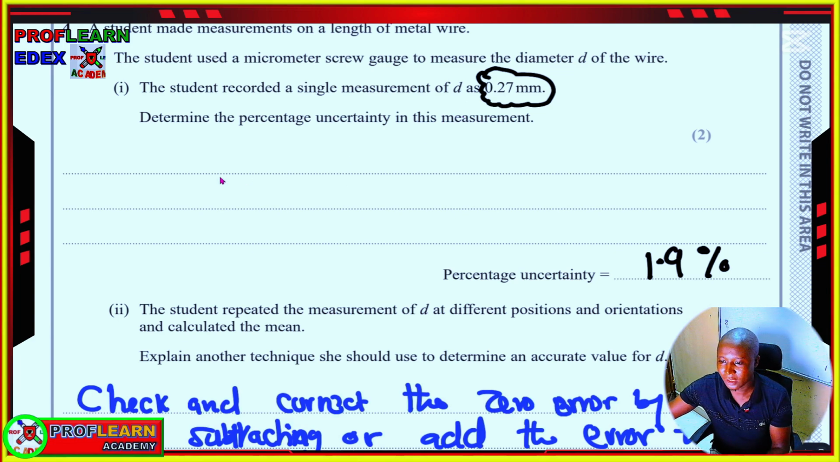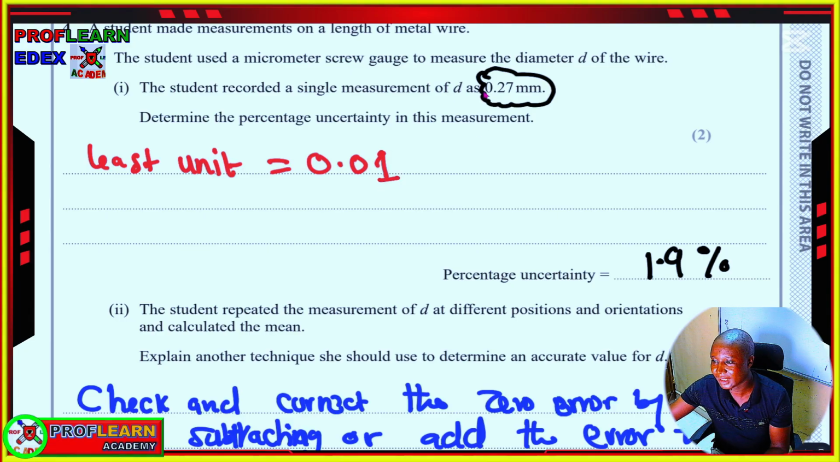Now let's look at this. Here the least measurement that can be taken by this instrument is 0.01. That's the least unit because it's in 2 decimal places. So the least unit is 0.01 millimeter, and this is also known as resolution.